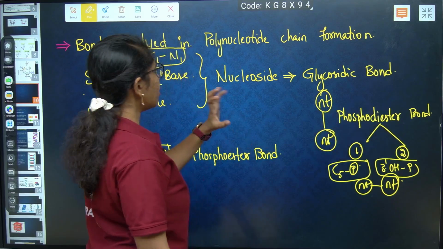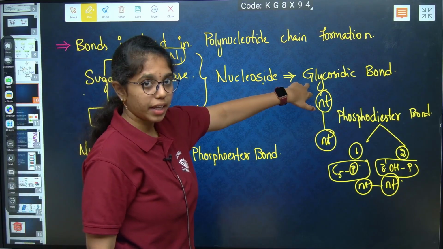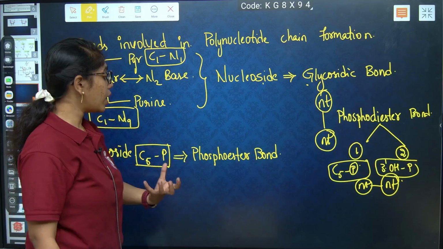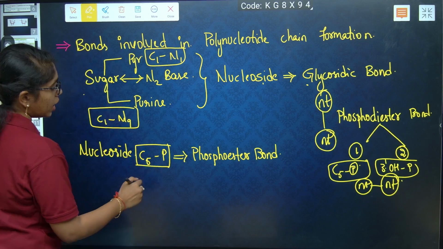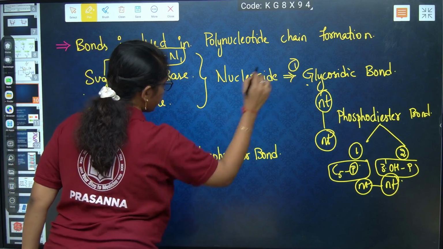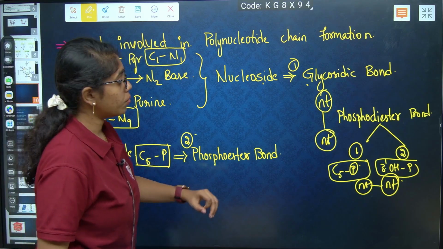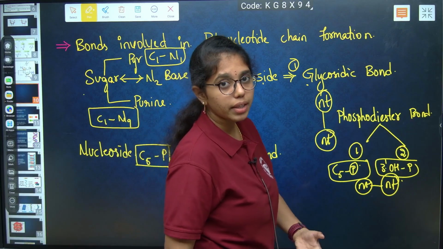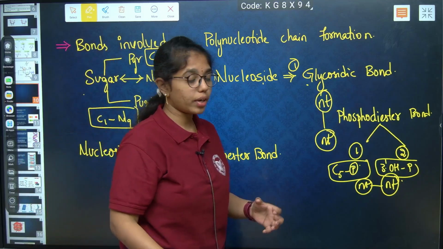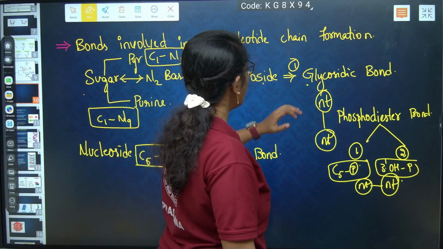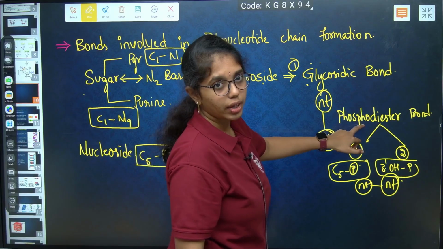Phosphodiester bond. So, if the question is what are the bonds involved in a nucleoside, it is the glycosidic bond. What are the bonds involved in the formation of a nucleotide? Two bonds: glycosidic bond and phosphoester bond. Third question: what are the bonds involved in the formation of a polynucleotide chain or dinucleotide? Then you need to include three bonds: glycosidic bond, phosphoester bond and phosphodiester bond.